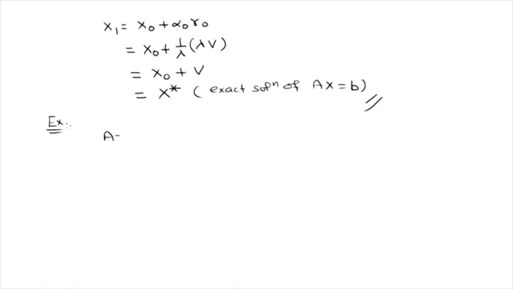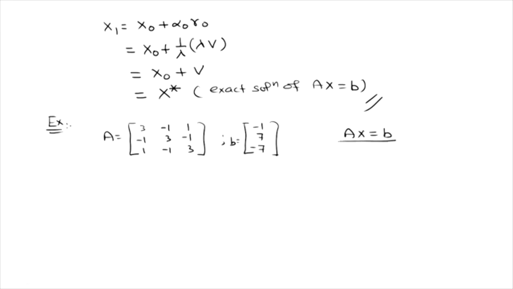So, consider A equals to the matrix 3 minus 1 1, minus 1 3 minus 1, and 1 minus 1 3. So, this is the same example which we have taken in the earlier lecture. And here b, the same b I am taking, minus 1 7 minus 7. So, solve Ax equals to b using steepest descent. So, here if you see, one of the eigen pairs of A is 2 and the vector 1 1 0. So, this is the eigenvalue and this is the corresponding eigenvector. So, this is an eigen pair of A.